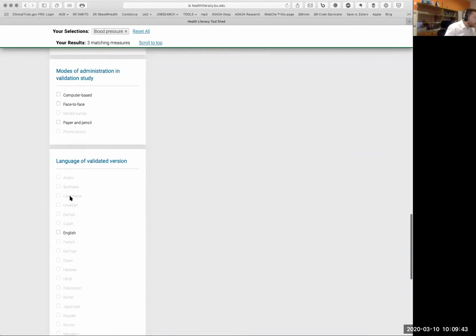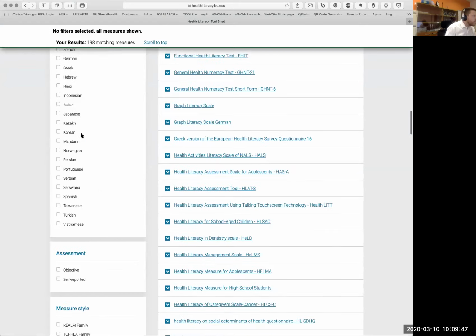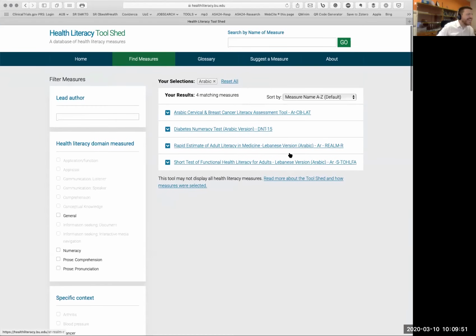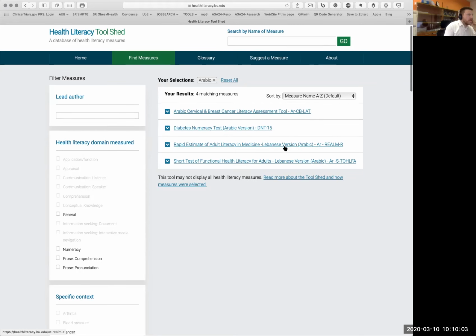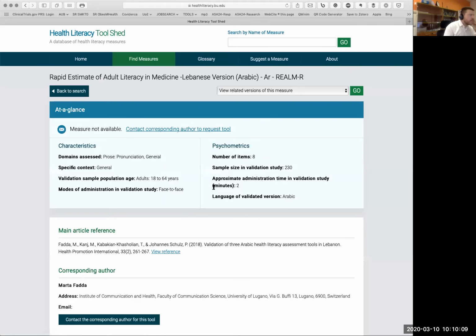Language, for example. You can choose for language. In this case, I have to reset. So you want to look for Arabic, and you'll see only 4 measures. You see there's a cervical breast cancer literacy, diabetes numeracy test, and the literacy in medicine, Lebanese version, by the way. So this is the study done, I think, I'm not sure, but there might be colleagues.